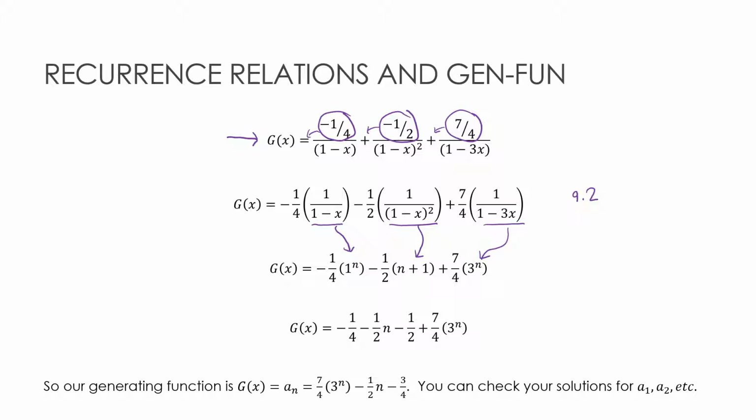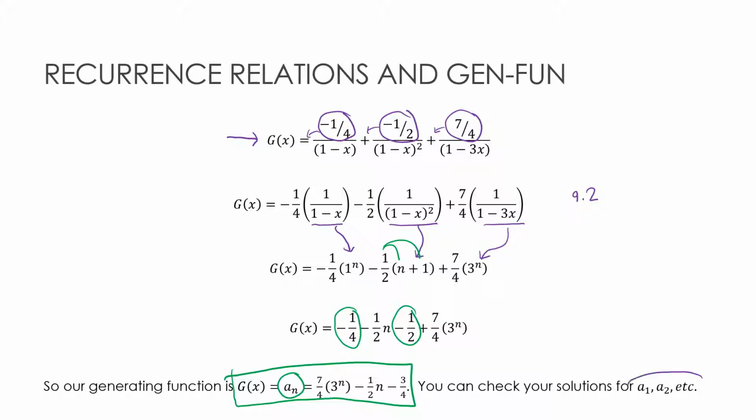So from here, let's do a little bit of algebra. This one can distribute, and then negative 1/4 and negative 1/2 can combine to give me my final solution. So my generating function gives me explicitly each value of my recurrence relation. An explicit expression for my recurrence relation, which in this case is 7/4 times 3 to the n minus 1/2 n minus 3/4.